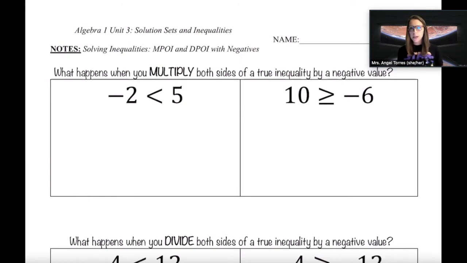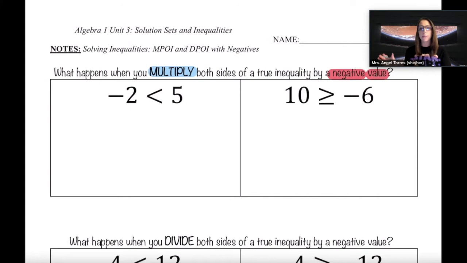Solving inequalities using MPOI and DPOI with negatives. Our first guiding question is, what happens when you multiply both sides of a true inequality by a negative value? This is something that you may have learned before. There's something different that happens with inequalities when you multiply or divide by a negative.